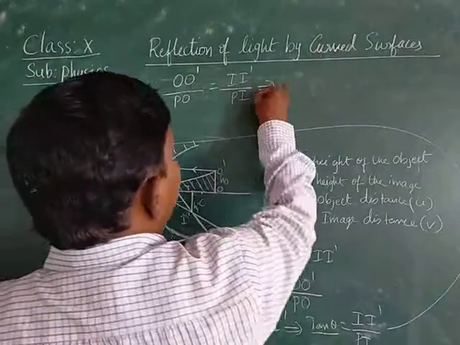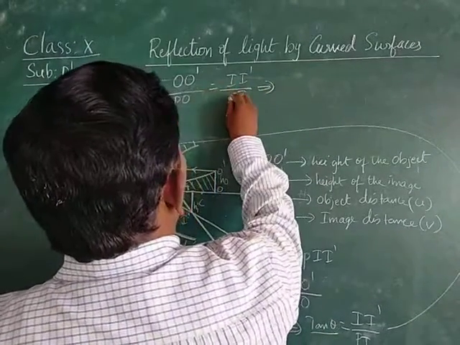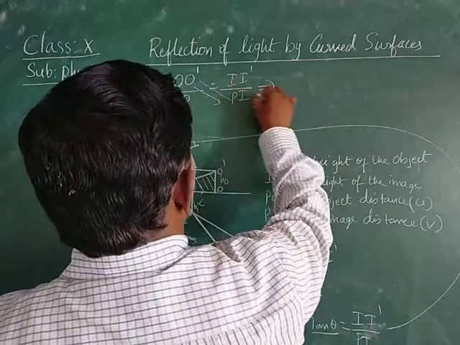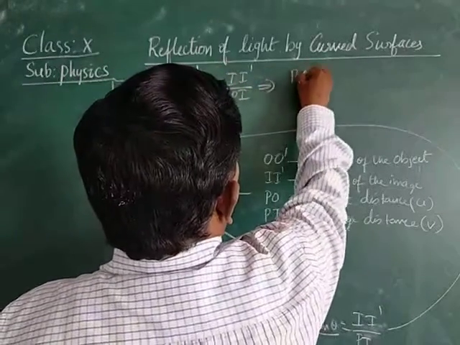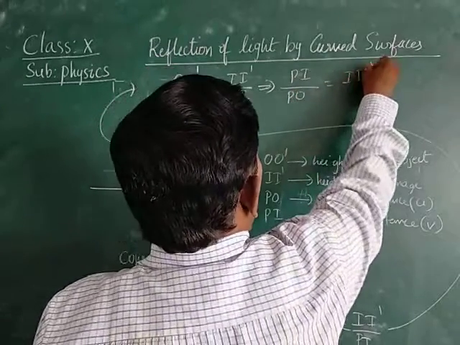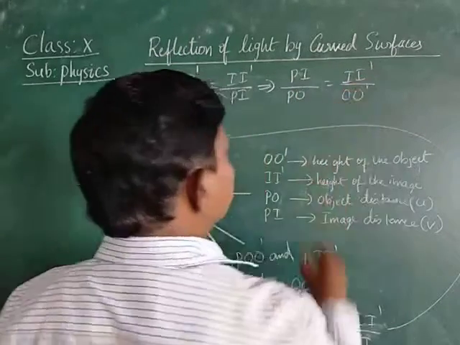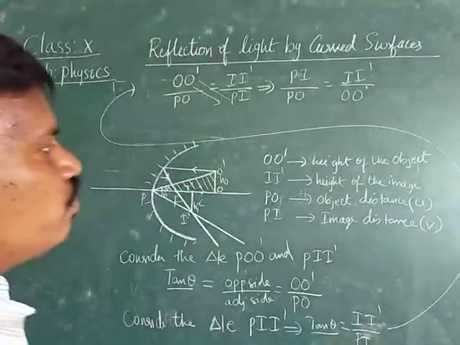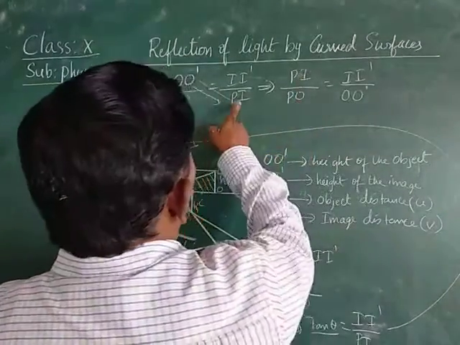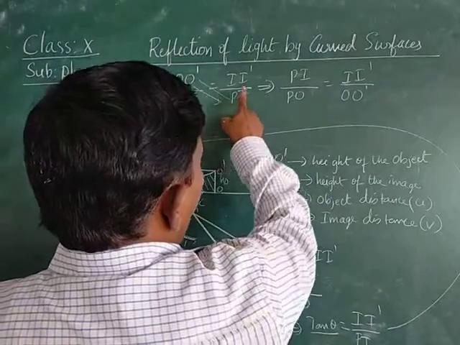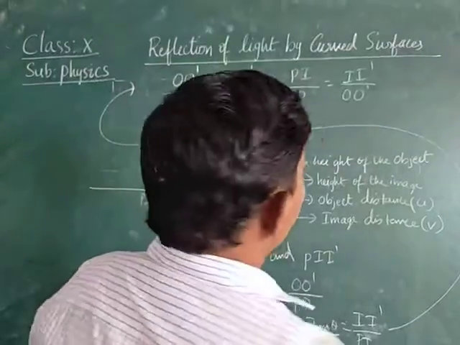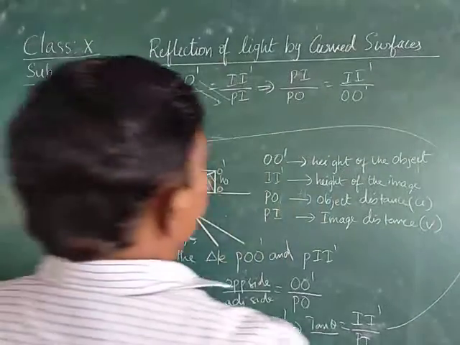Therefore, here we can write, if we transpose this to the other side, PI goes over here: PI by PO is equal to I dash by O dash. Here we can write it as PI by PO is equal to I dash by O dash.